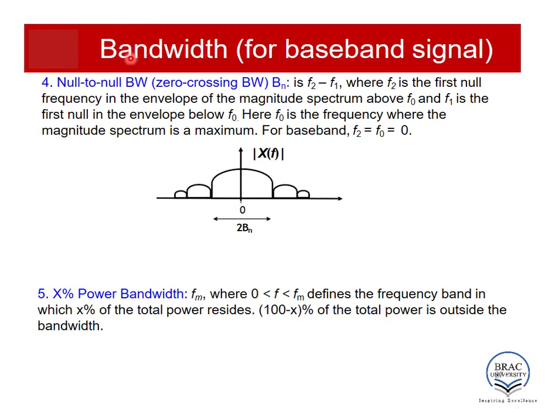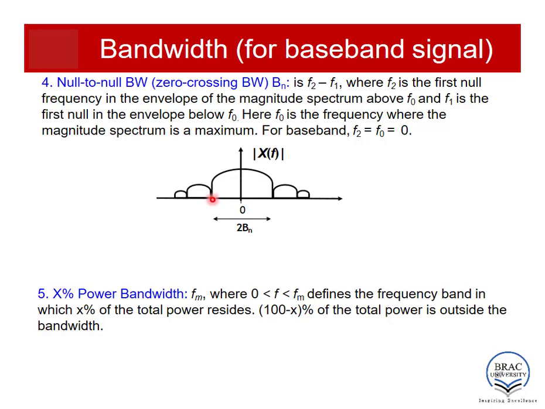The next way of calculating bandwidth is zero crossing bandwidth, or null bandwidth. Here you can see a frequency spectrum. In the positive direction, it touches the zero amplitude line on the frequency axis multiple times, and on the negative frequency side it does the same. The first time the frequency spectrum attains zero amplitude is at this frequency. Let's call it F2. On the negative side, the first time the spectrum touches zero amplitude is at this frequency. Let's call it F1.